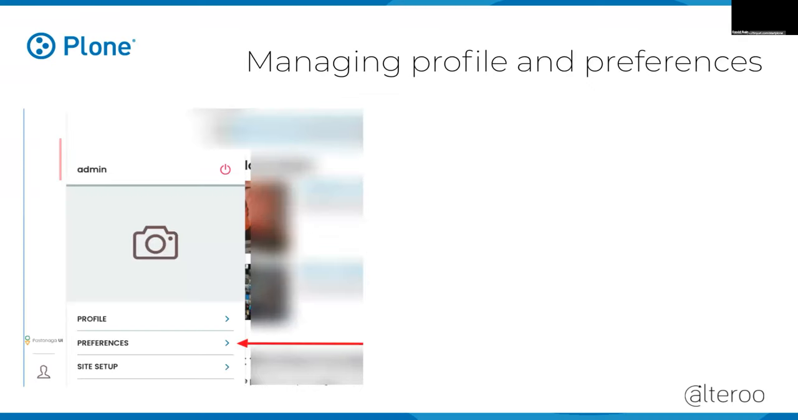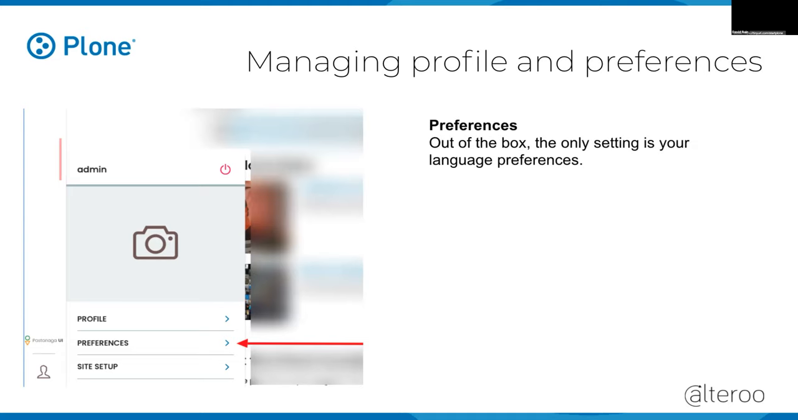All right, preferences. In Plone, it's possible to manage your profile and your preferences. Those are available under your user avatar. Once you click your user, you will be provided with a box that looks similar to the one on the screen there.